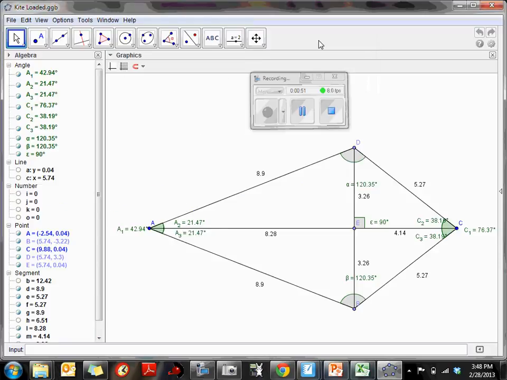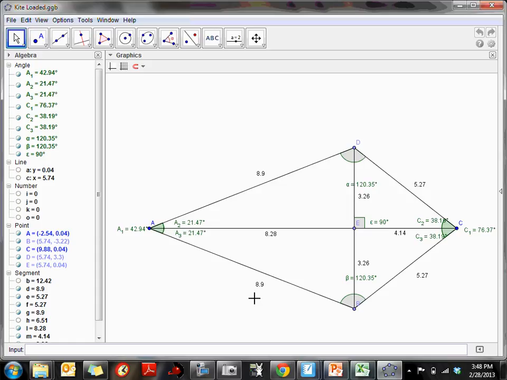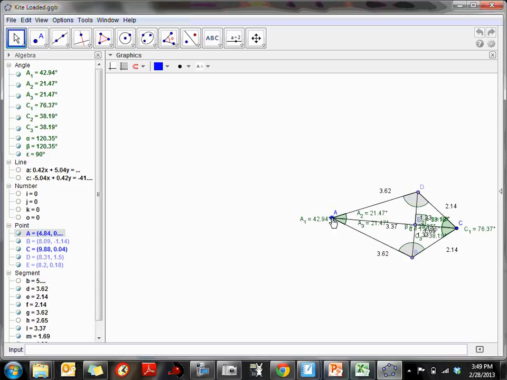Okay, here's the counterexample that I could show you very quickly. We have two distinct adjacent sides that are congruent. Here's an 8.9, there's an 8.9, there's one pair, and here's another one, 5.27, 5.27, there's a second pair. That's what it means by two distinct adjacent sides that are congruent. And if that's the case, it does not have to be a parallelogram.